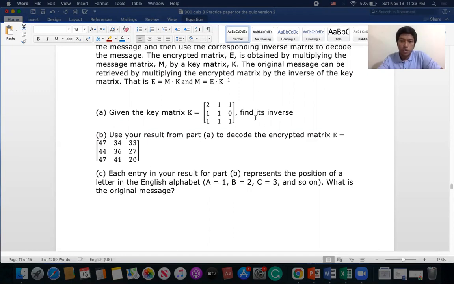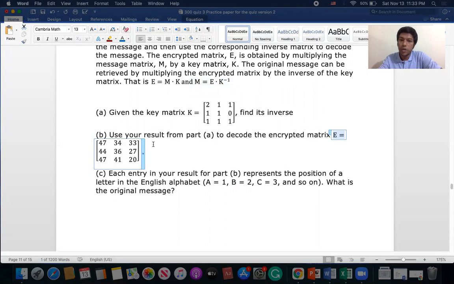Okay. So for this math, we'll have to first find out the inverse of this. Then we'll have to multiply it here based on this information: M equals E into K inverse 1. So K inverse 1 we'll first find out from here. Then E into K inverse, this E is given as C.